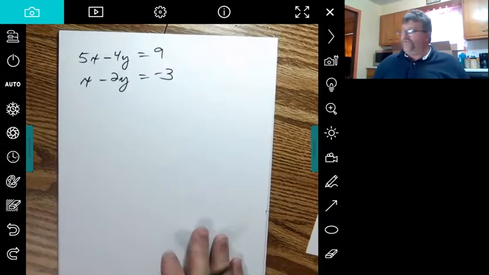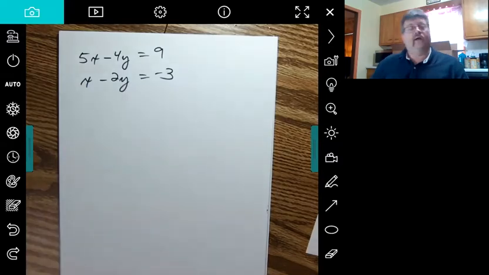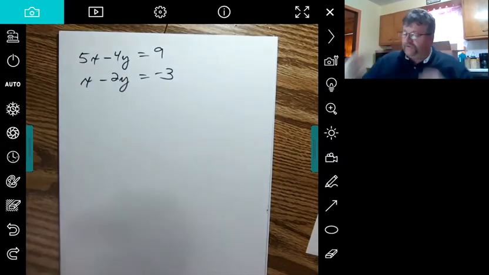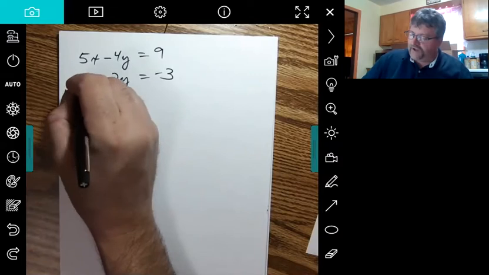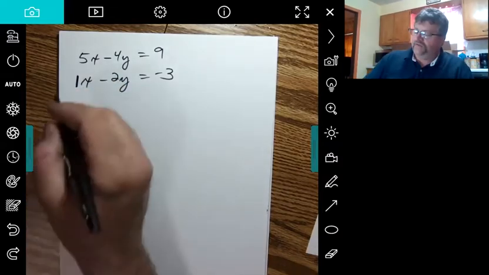Here we really have 4 choices. We can solve for this x, this y, this x, or this y. And we want to pick the easiest one. So if there's a nice, beautiful coefficient of positive 1, it's really easy. Even negative 1 is pretty easy. So we'll search for that.